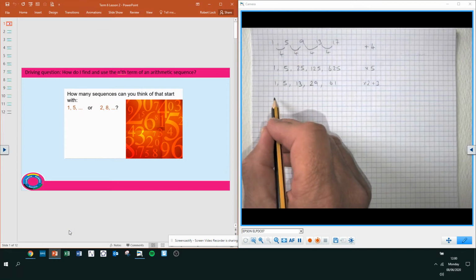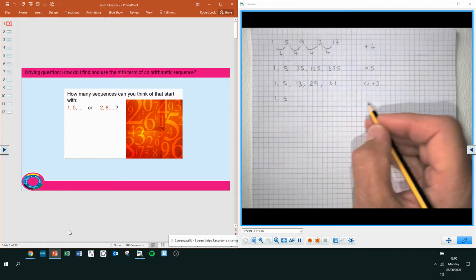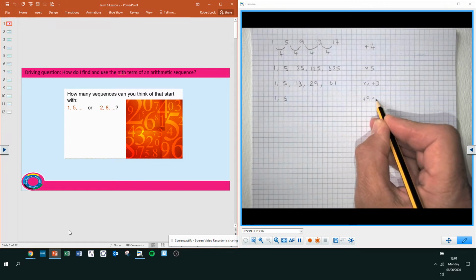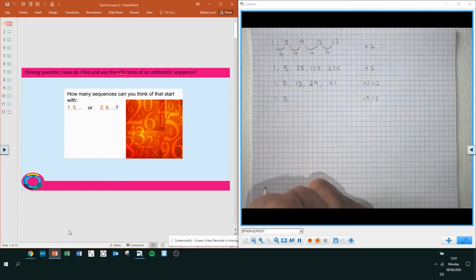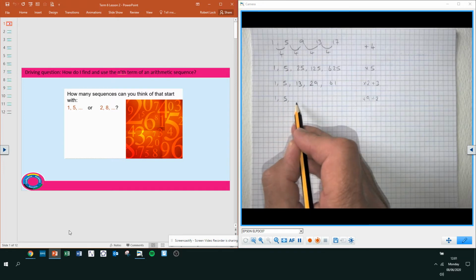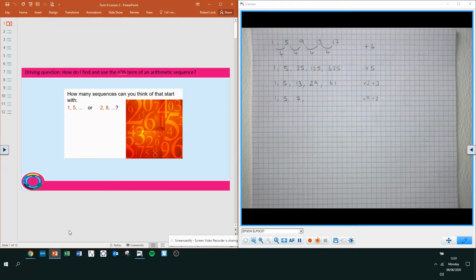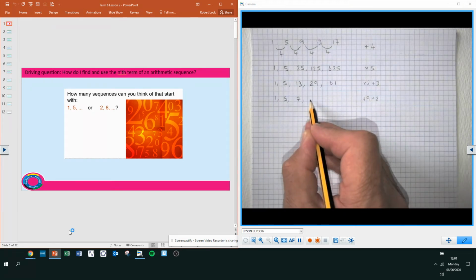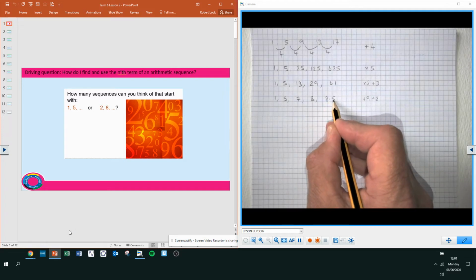Or you may have done it a different way, 1 and 5. 1 plus 9 makes 10, divide by 2 makes 5. So adding 9, dividing by 2. So add 9 to 5 makes 14, divide by 2 makes 7. Adding 9 to 7 makes 16, divide by 2 makes 8. Adding 9 to 8 makes 17. Divide by 2 is 8.5.